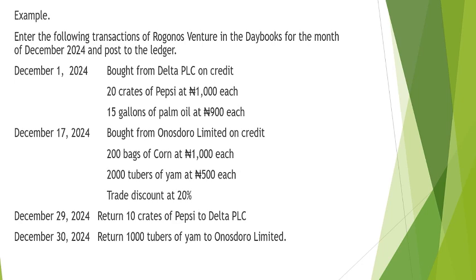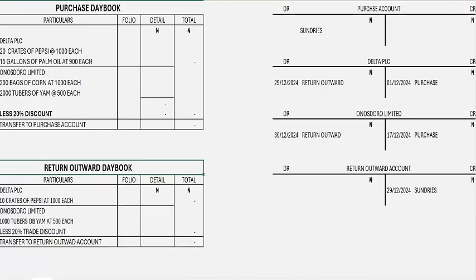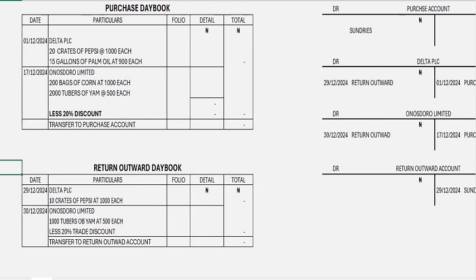On December 1st, 2024, we bought from Delta PLC on credit 20 crates of Pepsi, then 15 gallons of palm oil. Before now, I had already prepared the books of accounts for us to open: the purchase day book, the return outward day book, and the accounts you are supposed to maintain for these transactions. So the first one says 20 on the 1st of December 2024.